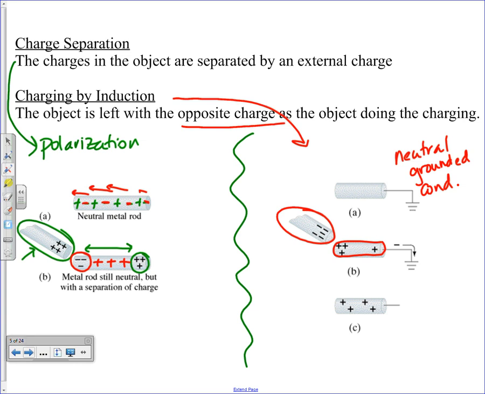And what happens is that the electrons in the conductor are repelled. And so they travel, they want to get as far away from these electrons as they possibly can. And so they travel through the ground wire to ground, leaving me with a net positive charge.